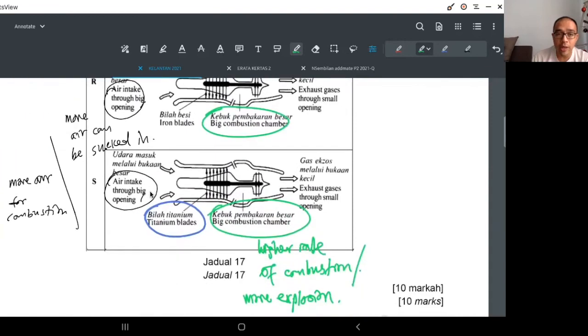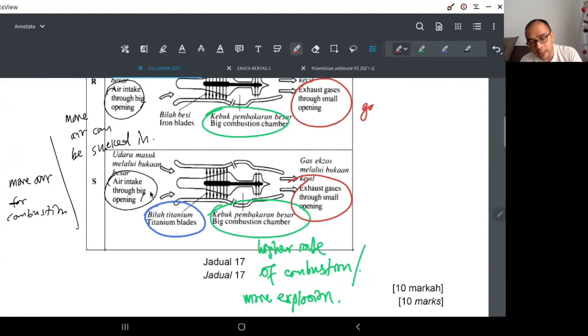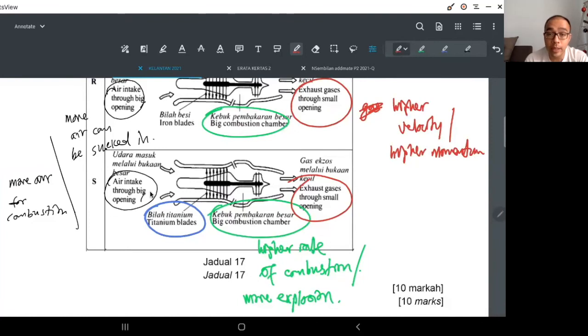Okay, when you look at the trend, you're like, yo, saya mesti pilih S lah kan, sebab S ini 3 sudah kena pilih. And yes, you're right. Okay, you want to have a small opening. Okay, why do you want to have a small opening for the exhaust gas? Okay, so that you can have the gas higher velocity. Okay, or higher momentum. Okay, higher velocity, higher momentum, or higher thrust force. Okay, daya tujah ke depan yang lebih besar.